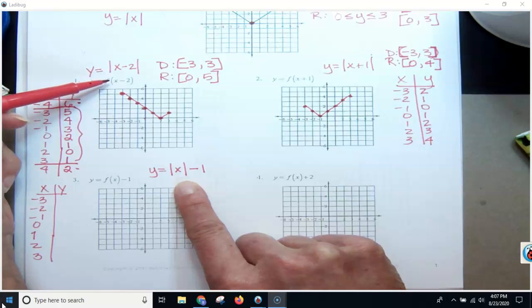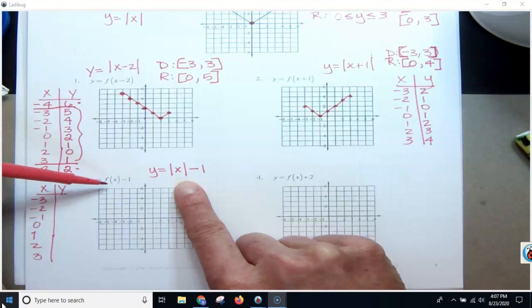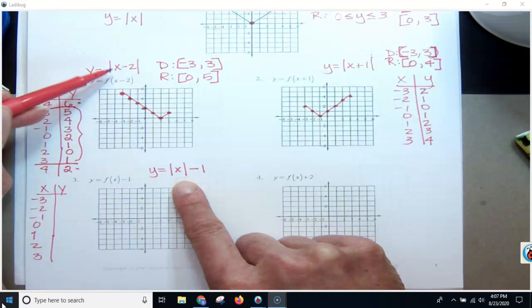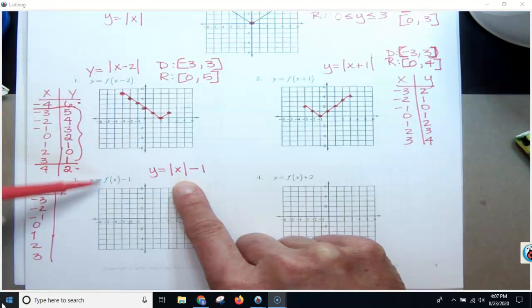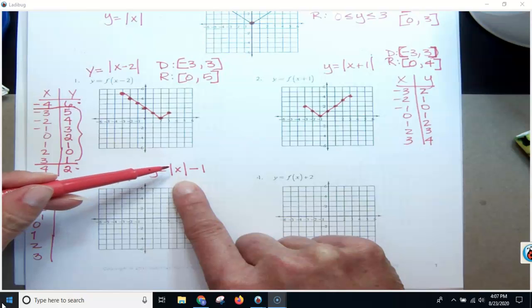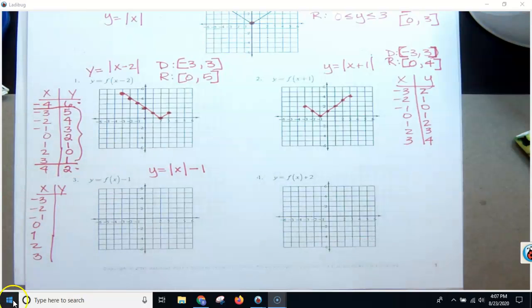If you notice, the parentheses are around my function, and I only include what's inside those parentheses. This one included the -2, so I included it in here. This one does not include the -2, so I did not include it in here. And let's see what happens to this graph.